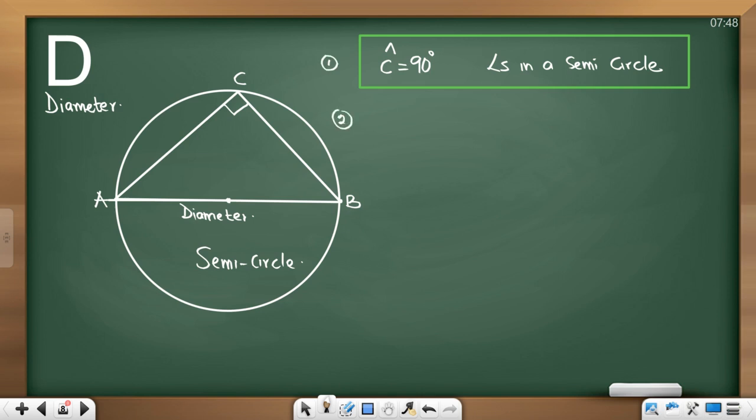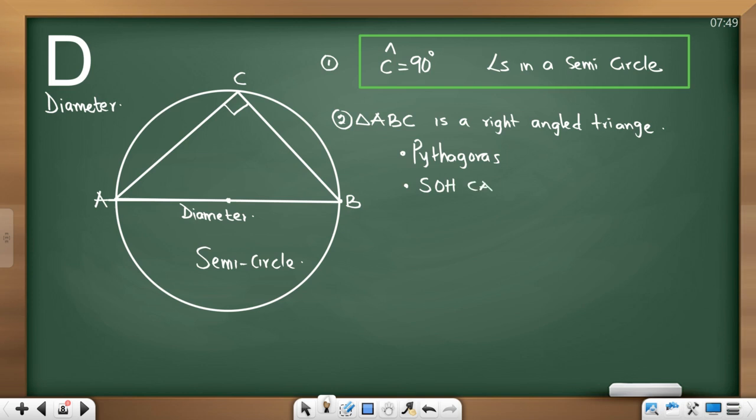Number two, we can therefore conclude that triangle ABC is a right angle triangle. Which means I can be using the theorem of what? Pythagoras. And it is good to see how math is connected. I can also use SOHCAHTOA. Trigonometry comes in again. Those are the two important things that I need to know.